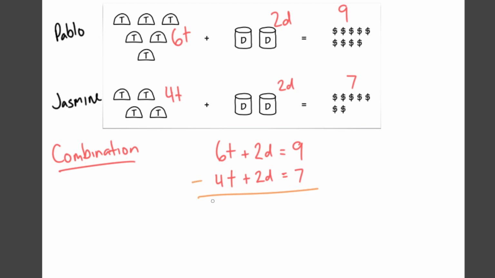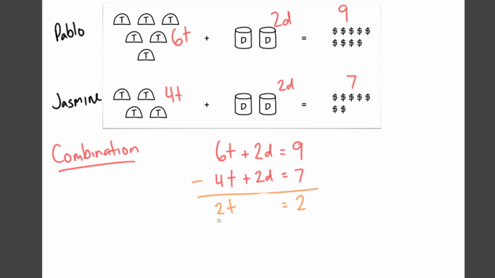This time I'm going to subtract the 2 equations. 6T minus 4T gives me 2 tacos, plus 2 drinks minus 2 drinks gives me 0 drinks, is equal to $9 minus $7, a total of $2. And hey, look, we no longer have any drinks. Because we subtracted these 2 equations, it eliminates those drinks. It kind of takes them off of the table. Both Jasmine and Pablo paid for 2 drinks, so we can remove both of those at the same time, which is really handy for us.